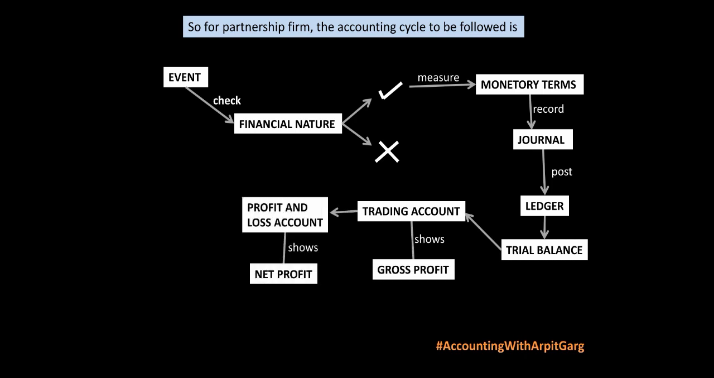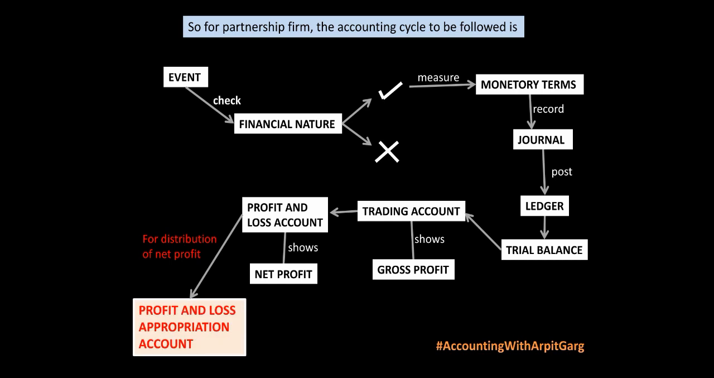As we can see, it is same till the preparation of profit and loss account, or we can say till the ascertainment of net profit. Then, for distribution of this net profit, we prepare profit and loss appropriation account, and then our balance sheet. We have already discussed in 11th how we bifurcate the expenses into trading and profit and loss account.